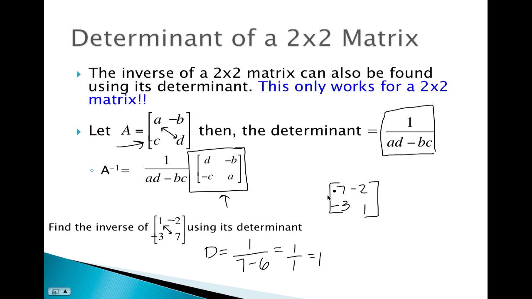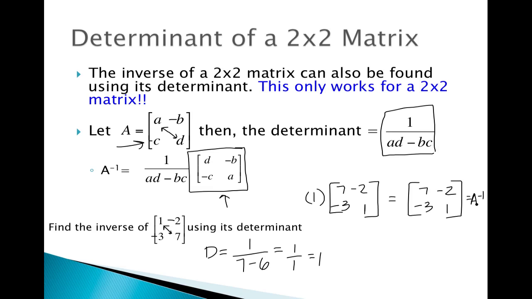Okay, so this is our new matrix, and we're going to multiply that times our determinant, which is just 1. So 1 times each of these just equals our matrix 7, -2, -3, 1. And this is your inverse.